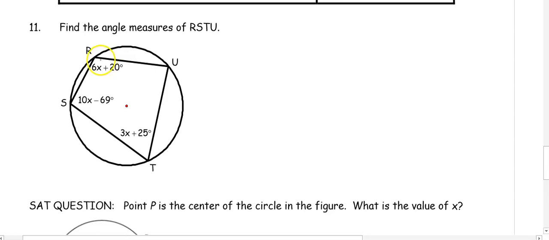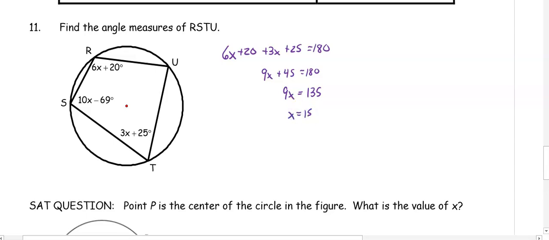So right now, we know that R and T are opposite angles, so they have to be supplementary, so we can use that to solve for x. So 6x plus 20 plus 3x plus 25 is equal to 180. So we get 9x plus 45 is equal to 180 degrees. We can subtract 45 from both sides. 9x equals 135. When we divide by 9, x is 15.